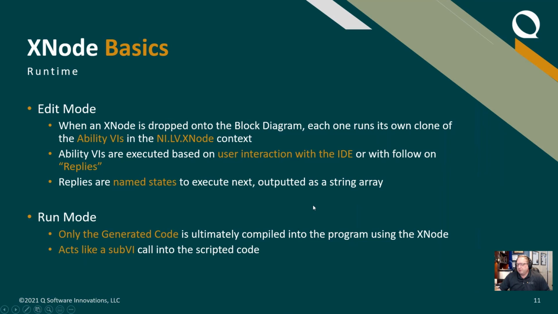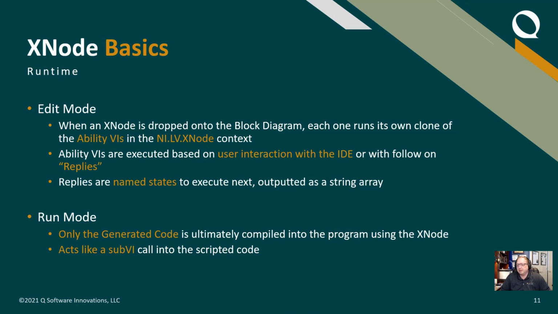So in edit mode, all of those ability VIs execute in their own context, the nilv.xnode context. And they all get their own clone of it. So if you have multiple nodes, they all have their own clone of all of these ability VIs running in the background. Some of these ability VIs have an output that is basically an array of strings called replies. And what those can do is those can fire other ability VIs, or it can be information back to the IDE. It just depends.